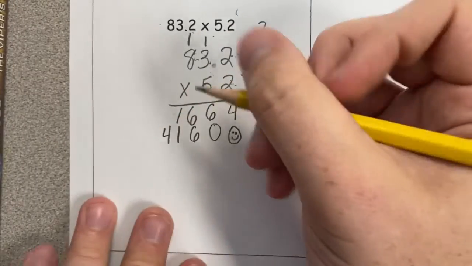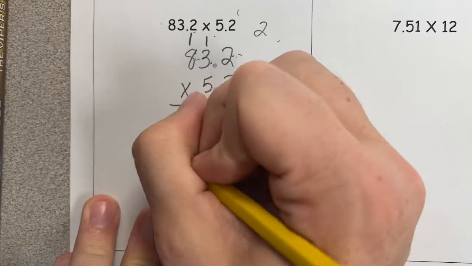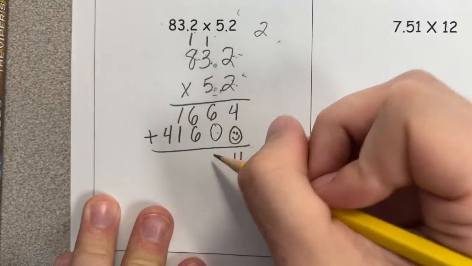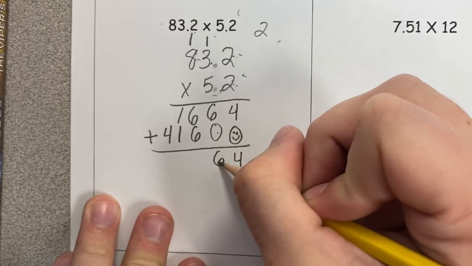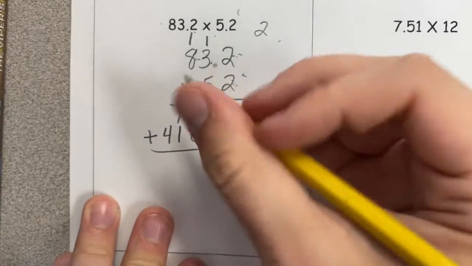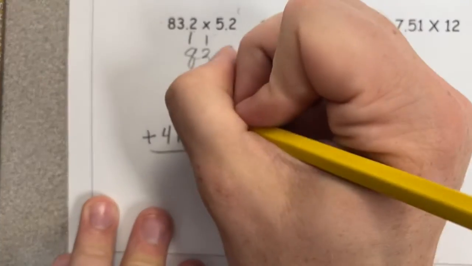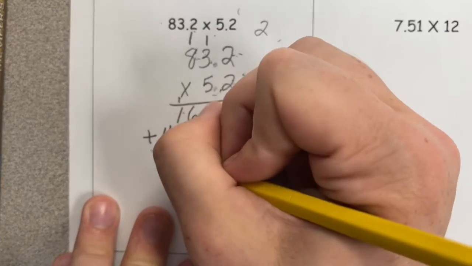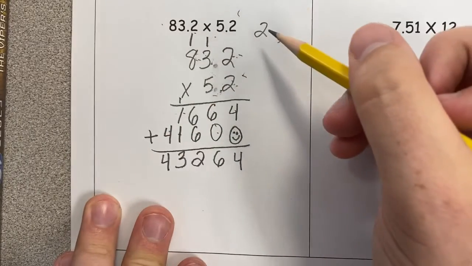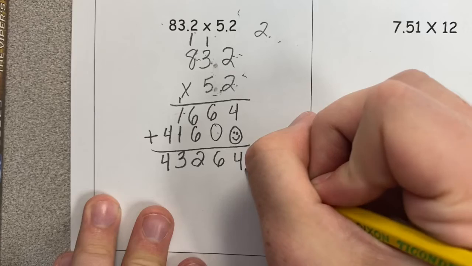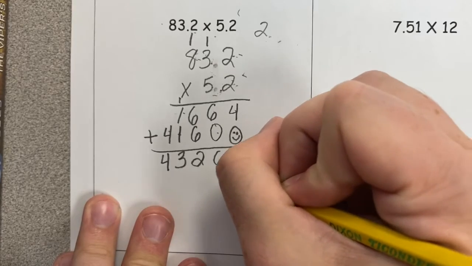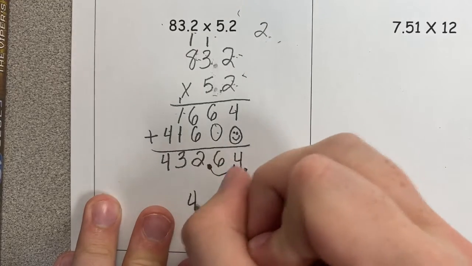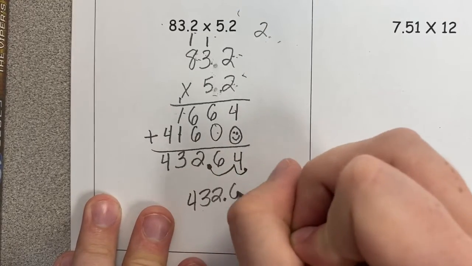Then I'm going to add these together. 4 plus 0 is 4. 6 plus 0 is 6. 6 plus 6 is 12. Carry the 1. 1 plus 1 plus 1 is 3. And 4 plus 0 is 4. Lastly, I need to swoop it over 2 times. So I'm going to swoop it 1, 2 times. Okay, so my answer would be 432.64.